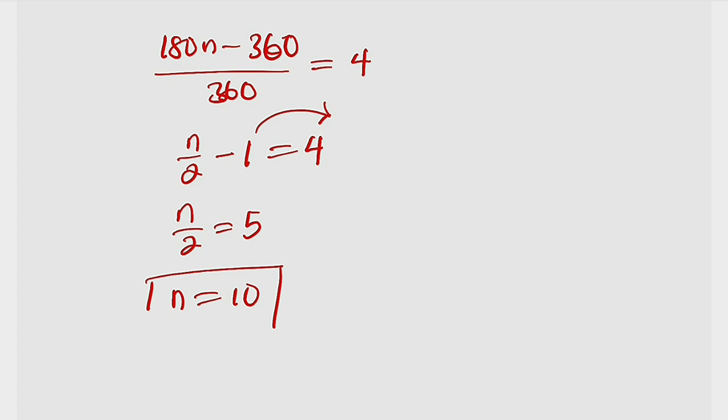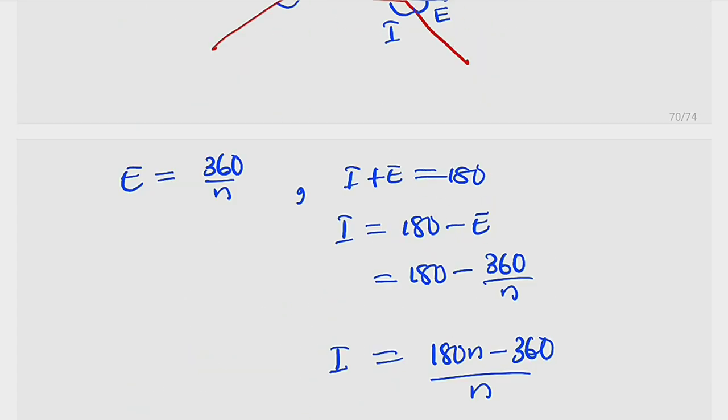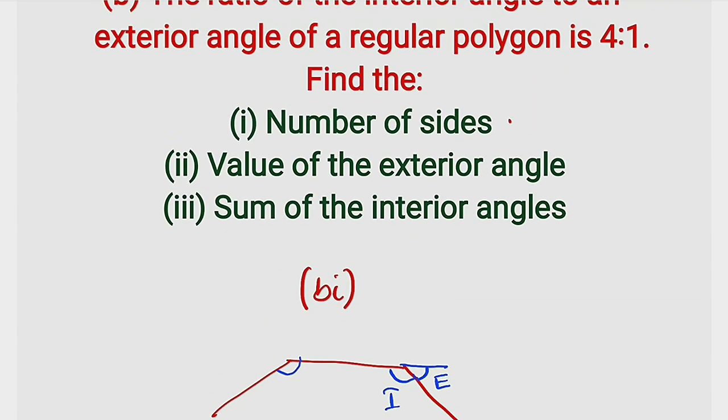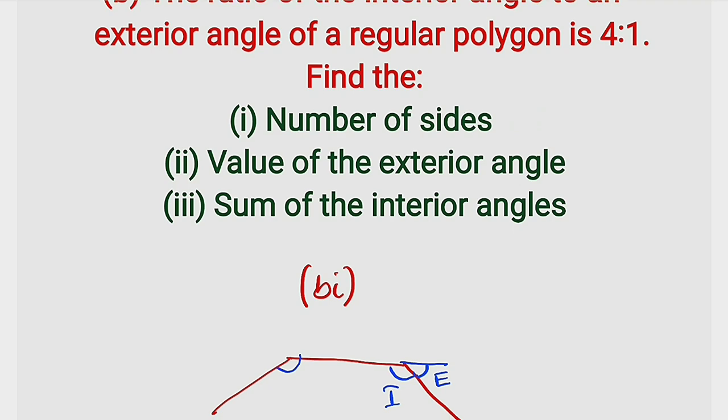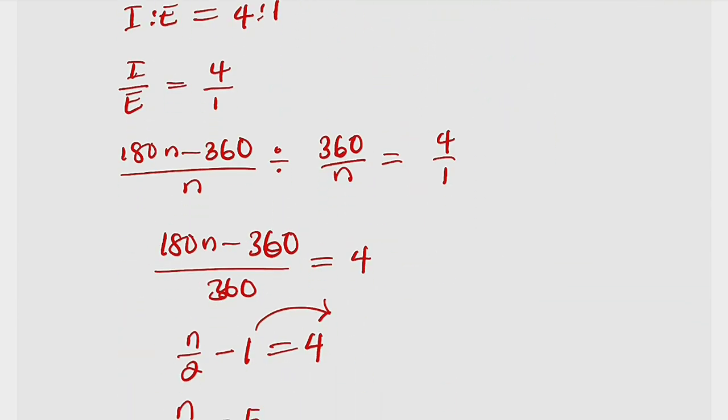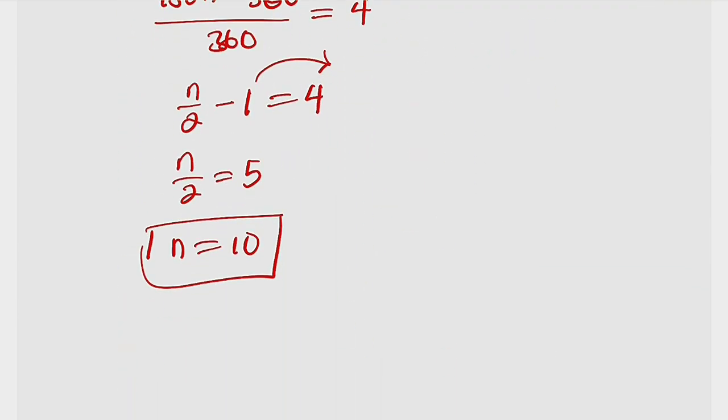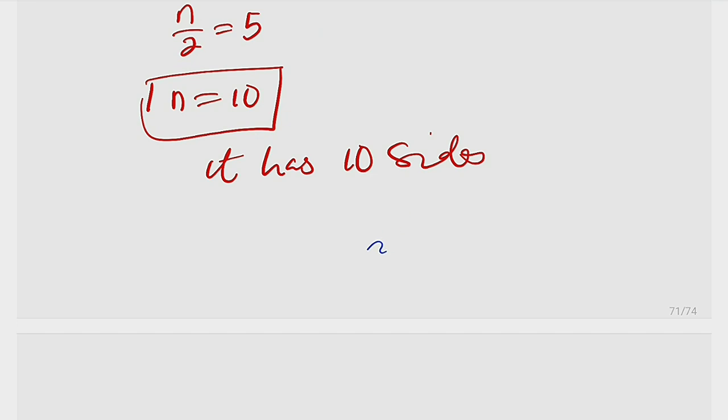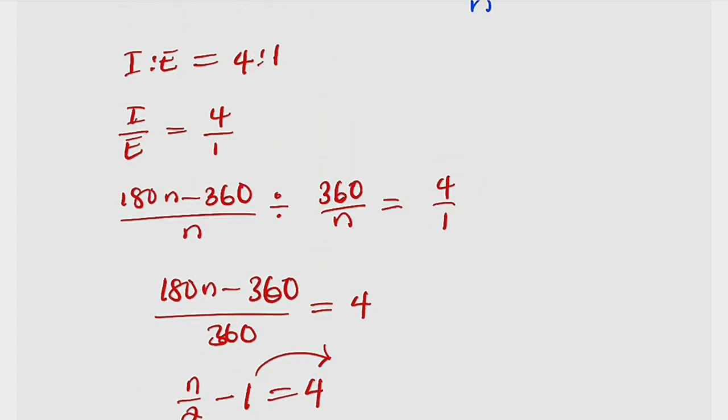But what is this n? n is just the number of sides. I told you n equals the number of sides. So therefore, we have just answered the first one. It has 10 sides.